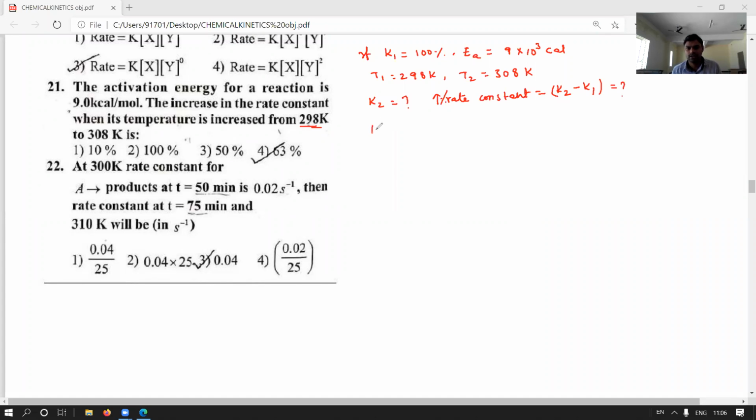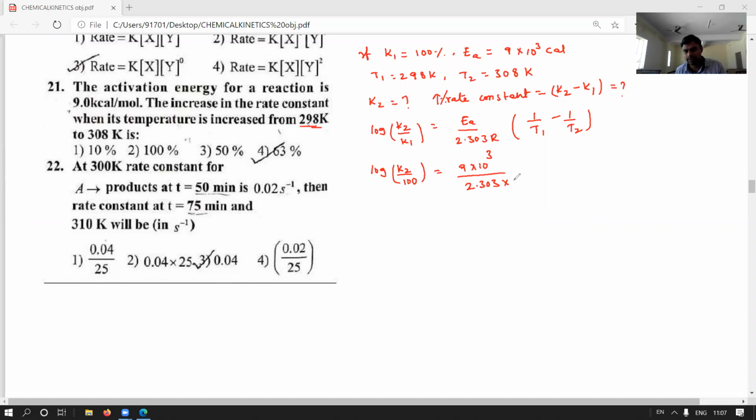According to the Arrhenius equation, log K2 by K1 is equal to Ea by 2.303 R into 1 by T1 minus 1 by T2. So this is the formula. Now log K2 by 100 is equal to activation energy 9 into 10 to the power of 3 by 2.303 into R value, where R is equal to 2 calories.